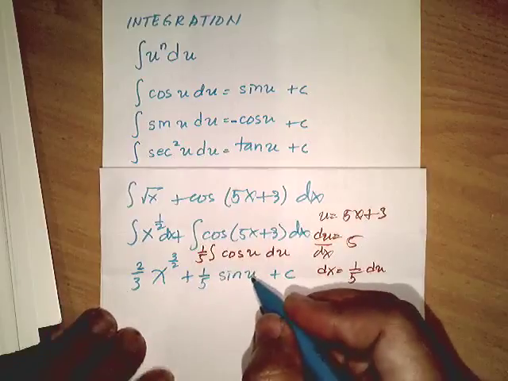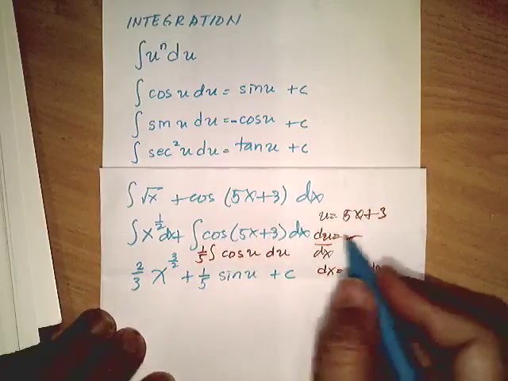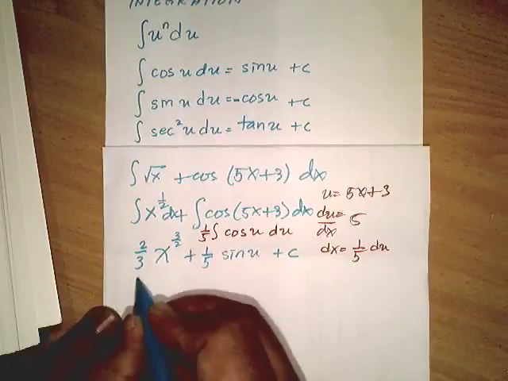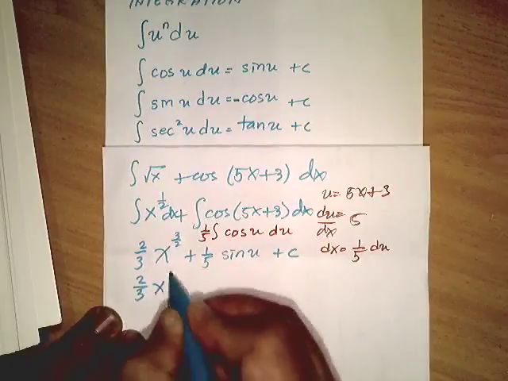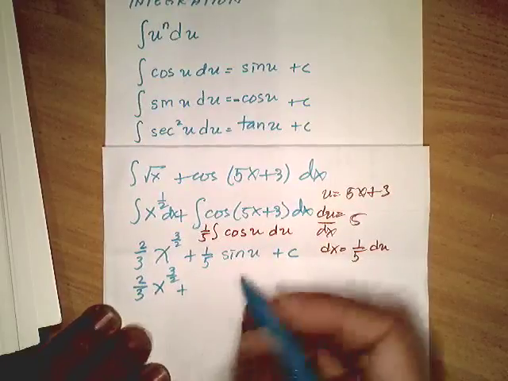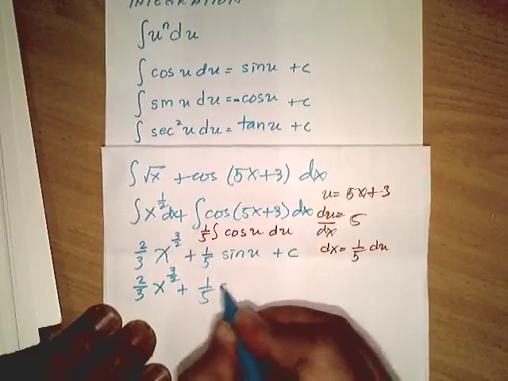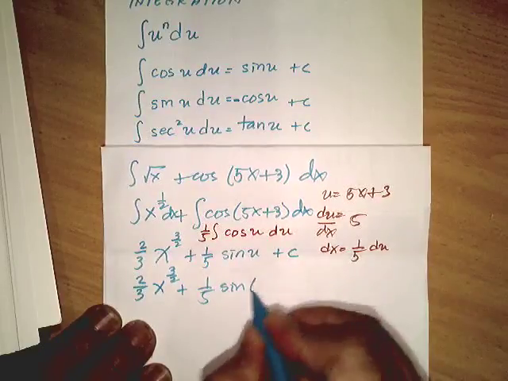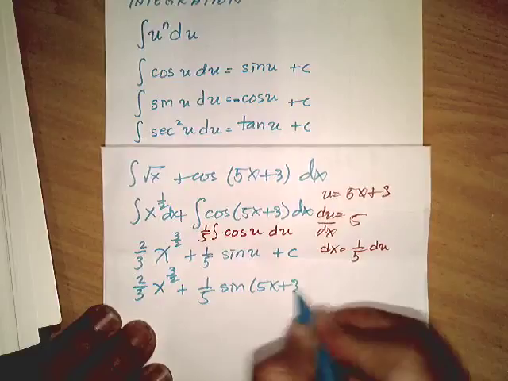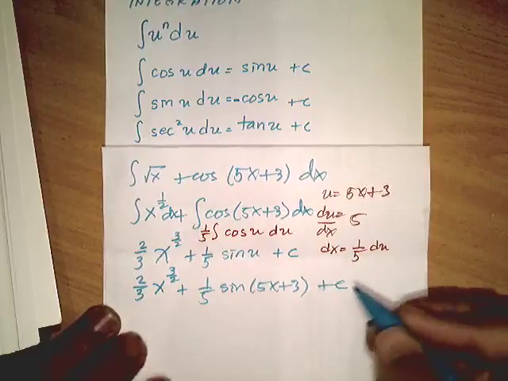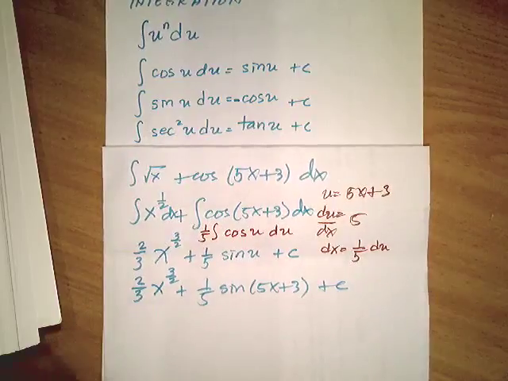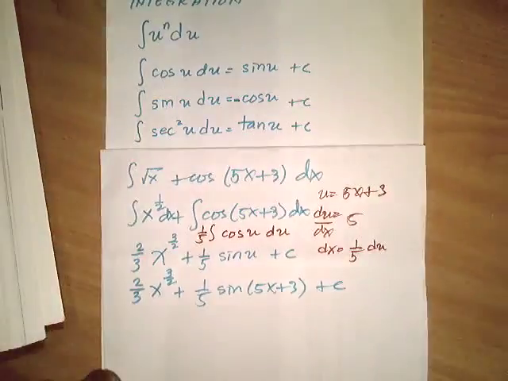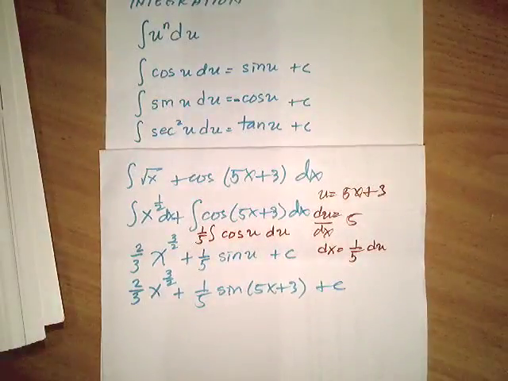But your u is in terms of x. Your u is 5x plus 3. So therefore we can write this as 2/3 x raised to 3/2 plus 1/5 sine of 5x plus 3 plus c. Okay, so this is the end of this trigonometry part. I'll give you more examples.